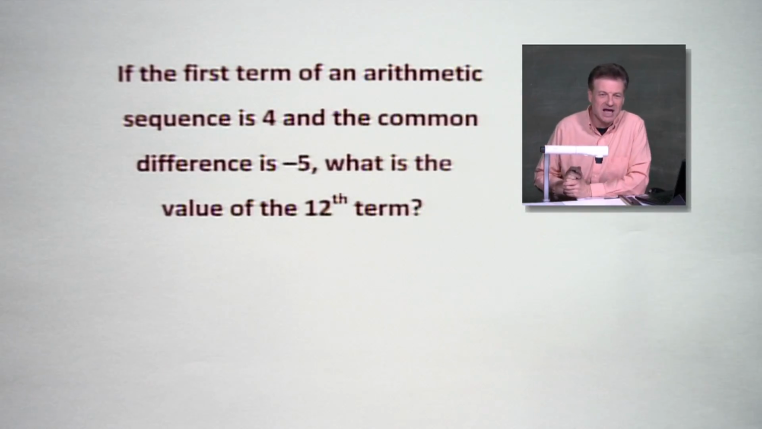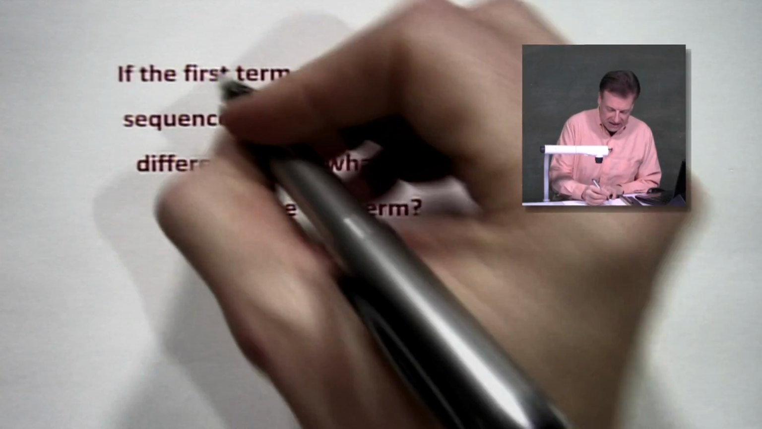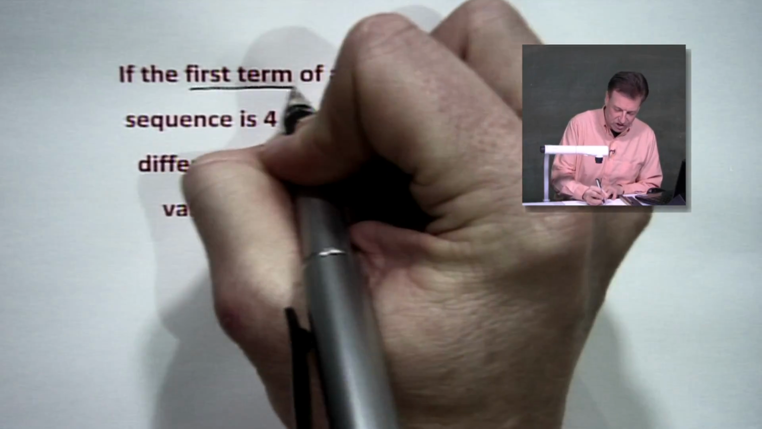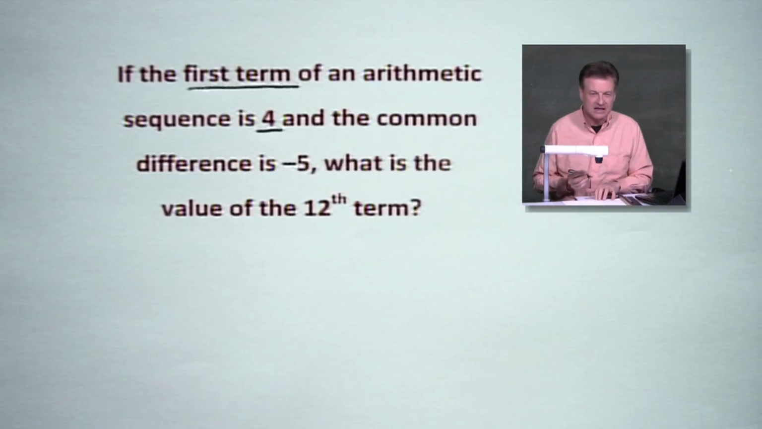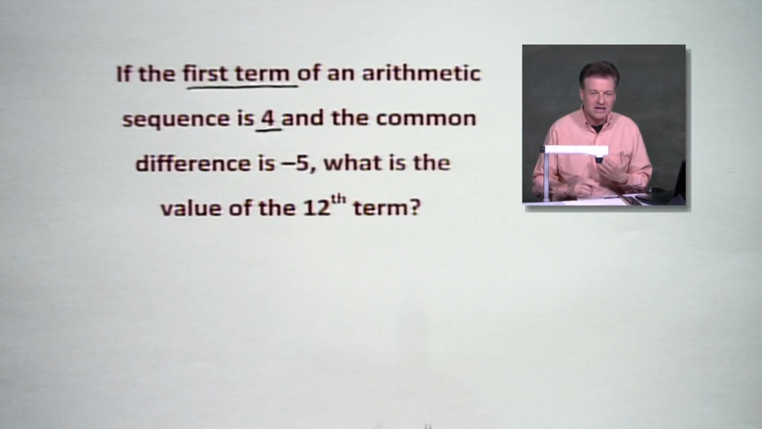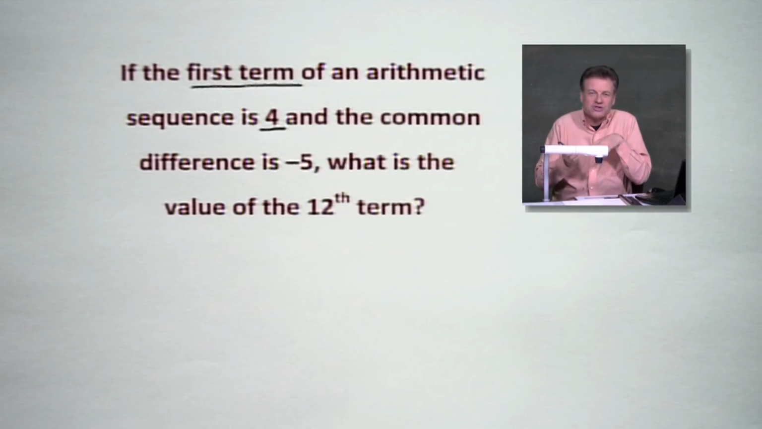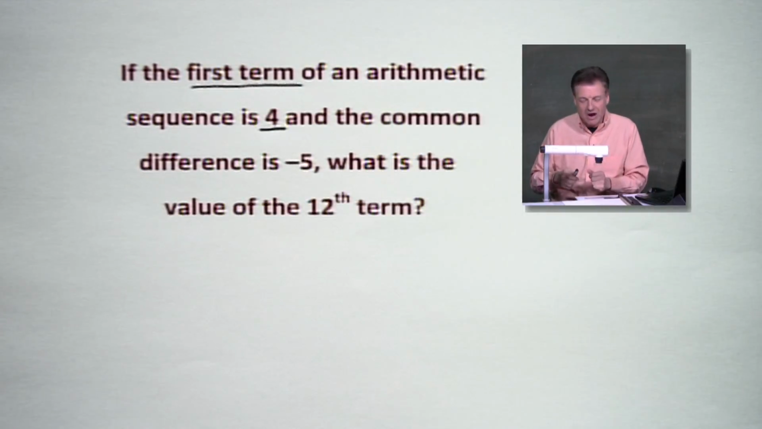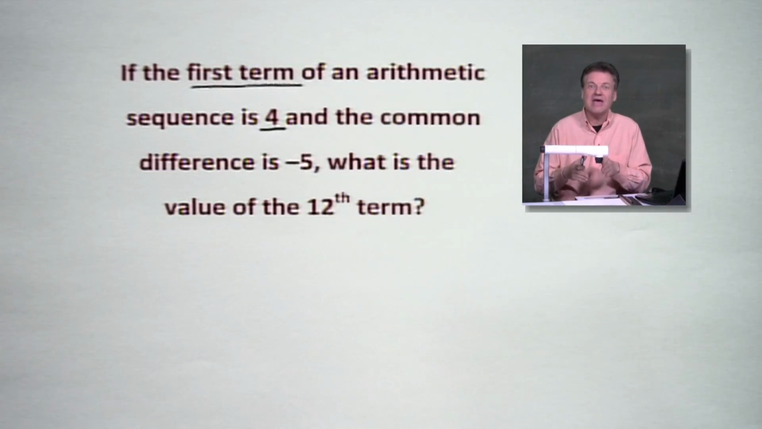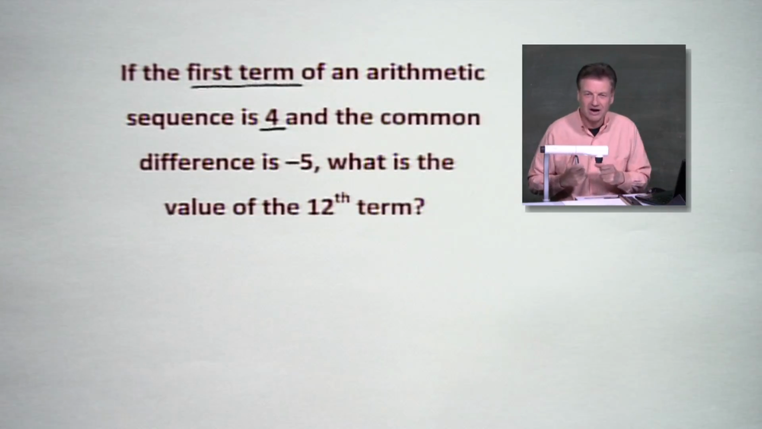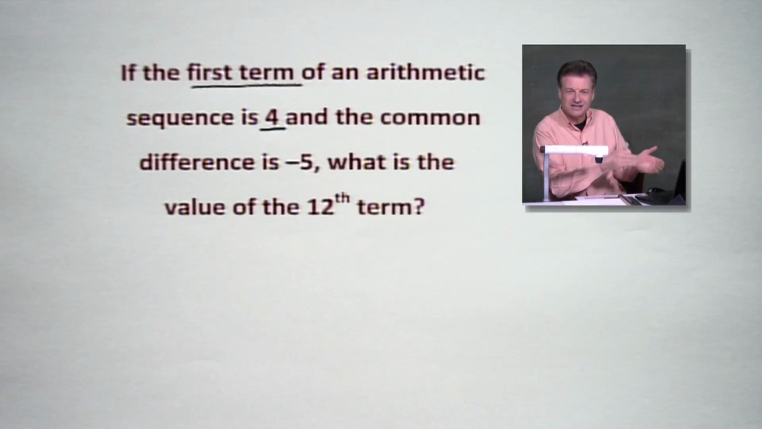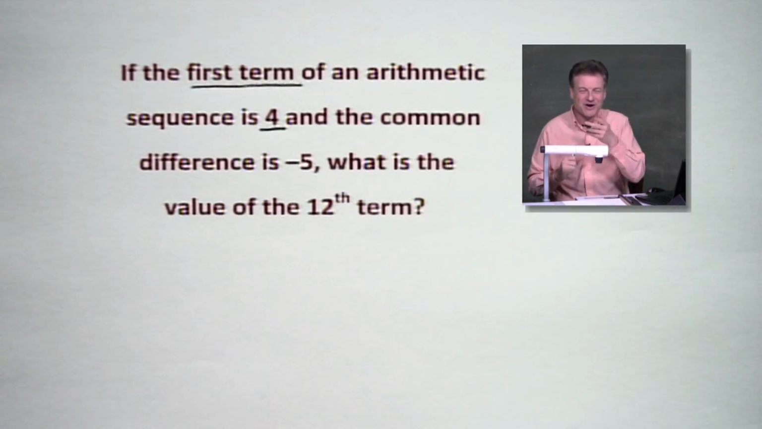All right, let's check this one out. First of all, we are given some information. We know our first term, if we were to start counting, is 4. And the common difference being a negative number, -5, means we're going to go to the left on the number line. So our next number would not be 9, we would add -5. So it would be going 4 to -1 and then to -6. You get the idea. We are going to the left on the number line.